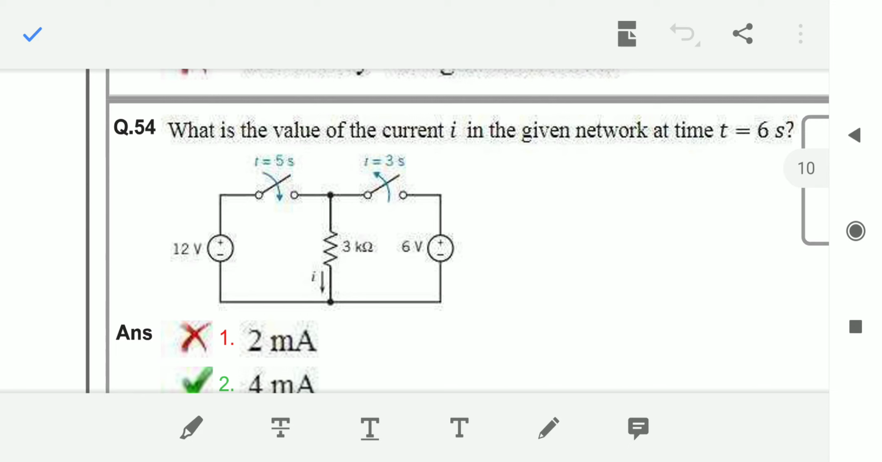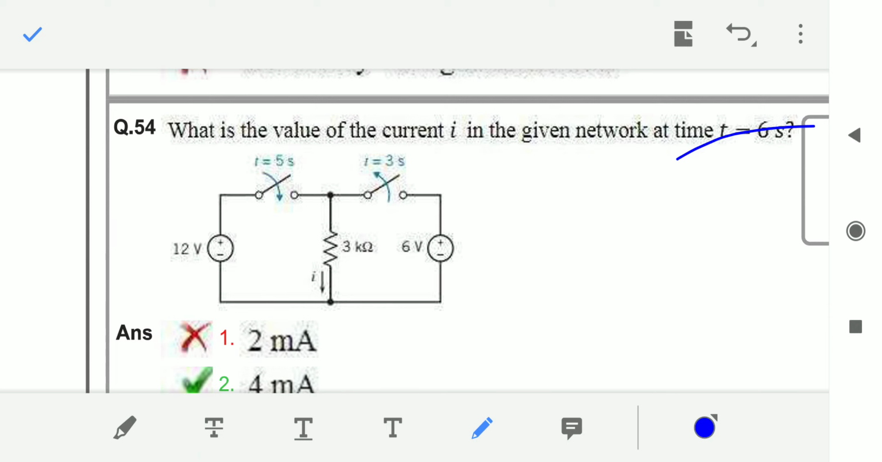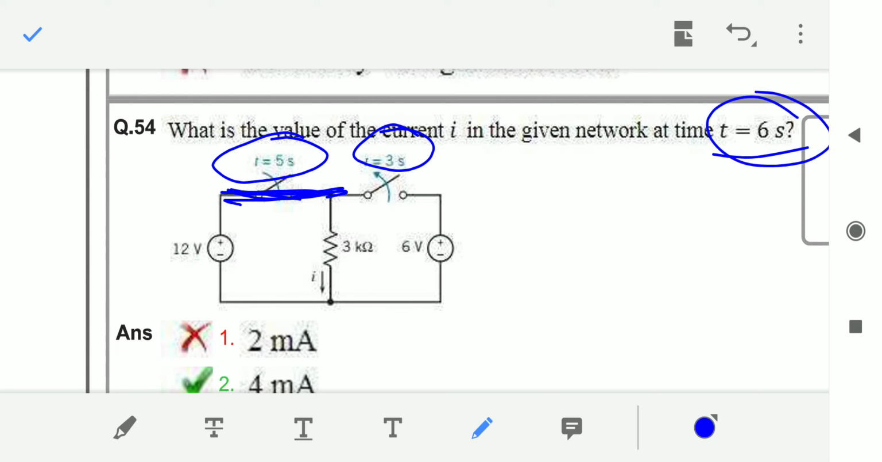Next, question number 54. What is the value of the current I in the given network at t equal to 6 seconds? He has given the condition at t equal to 6 seconds. Here at t equal to 5 seconds, the switch is closed, and at 6 seconds the switch is already closed. At 3 seconds the switch is opened, so at 6 seconds the switch is already open.